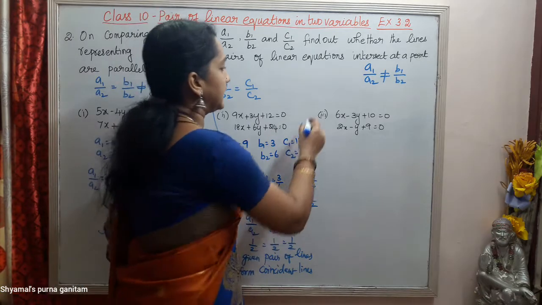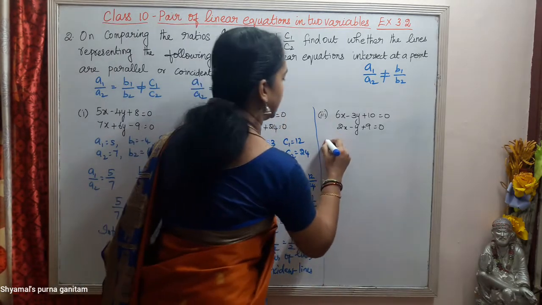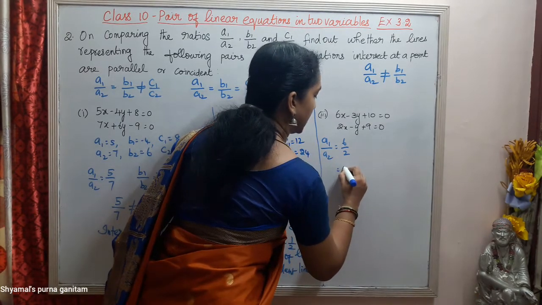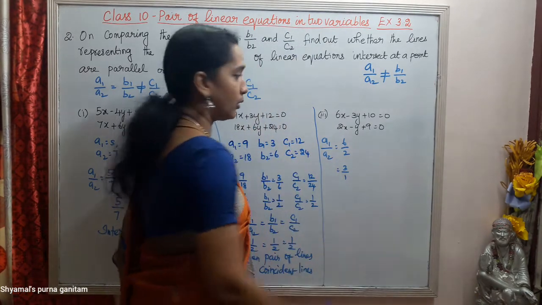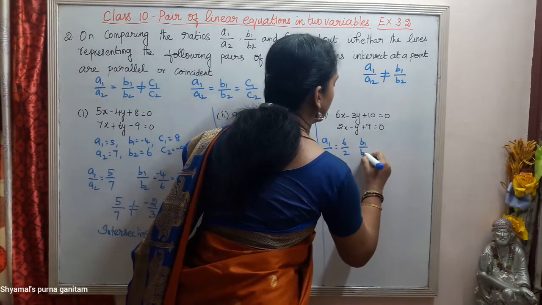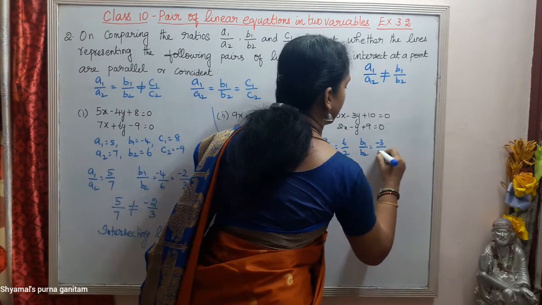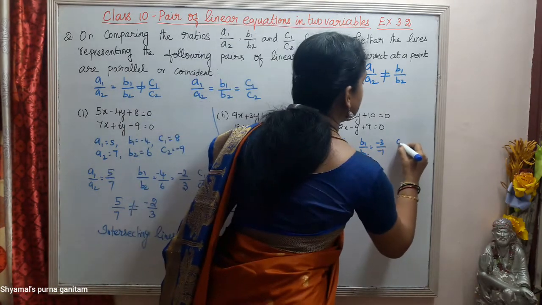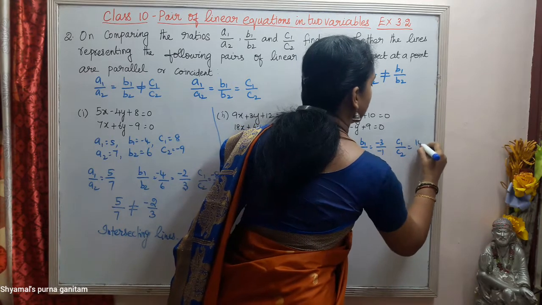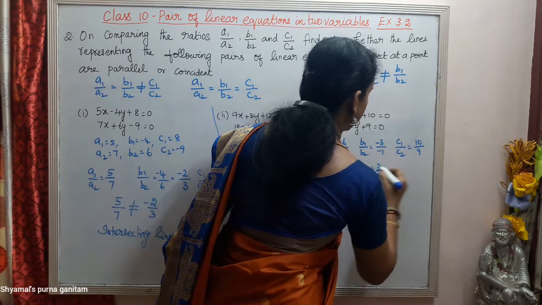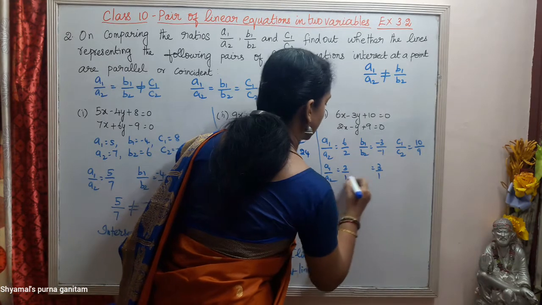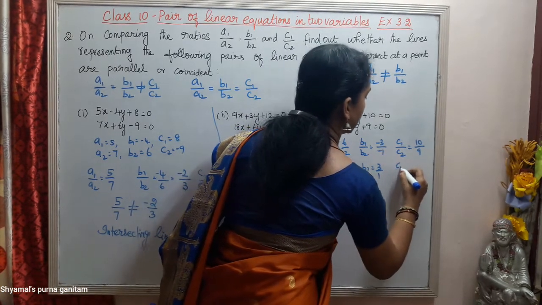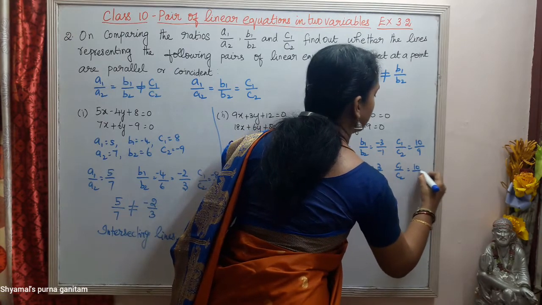Then the third one is done the same way. A1 by A2 is equal to 6 by 2, that is 3 by 1. Then B1 by B2 is equal to minus 3 by minus 1, that is also 3 by 1. Then C1 by C2 is equal to 10 by 9. So A1 by A2 is 3 by 1, B1 by B2 is also 3 by 1, and C1 by C2 is 10 by 9.